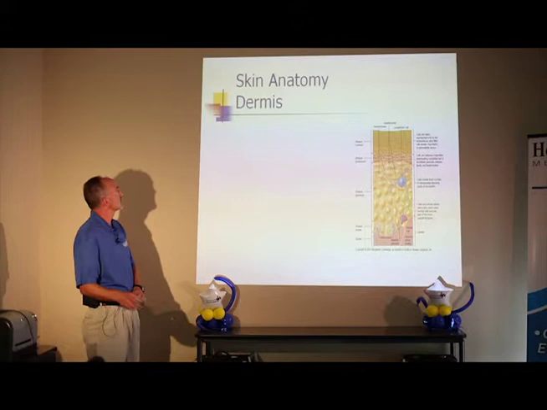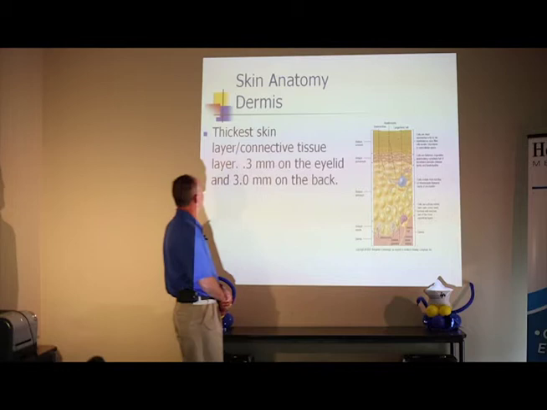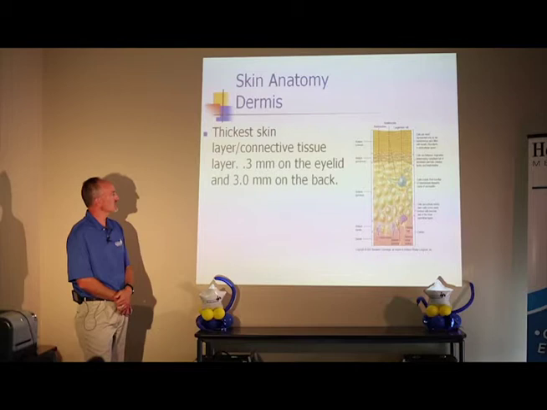The thickest layer is your dermal layer. It's the very bottom here. We talked about the epidermal layer initially, then your second layer is this dermal layer. It has connective tissue in there, and it's a little bit thicker than what you'll see in the epidermal layer, and it houses some structures in there that we'll talk about as well.